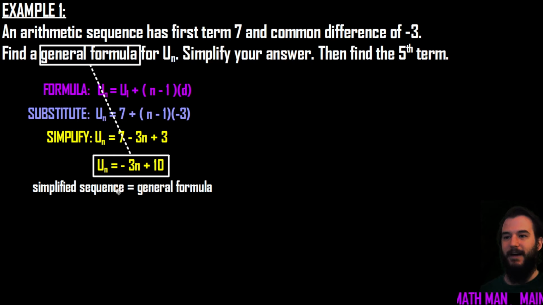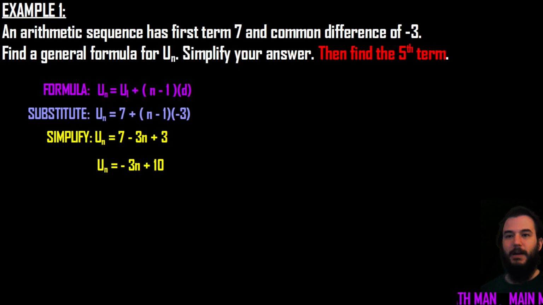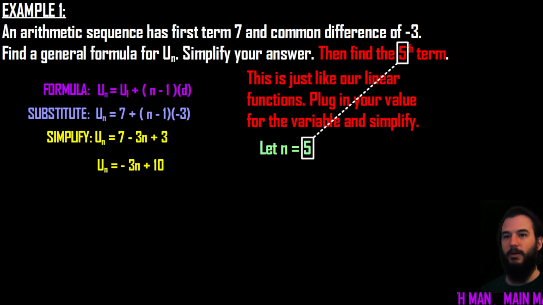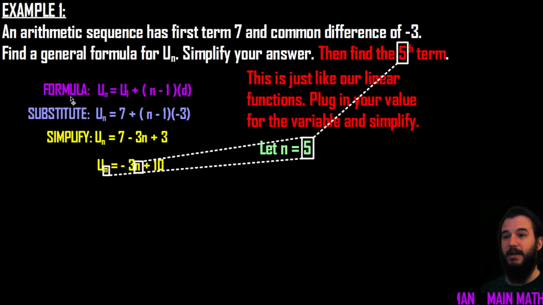I found my simplified sequence, which is exactly what it's looking for. It's looking for that general formula. So are we done? Not yet, because we want to find that fifth term. So how do we do that? Well, this is just like our linear function. So what I'm going to do is plug in the value for the variable and simplify. So wherever I have an n, I'm now going to have a 5. And so I take that 5 and I plug it into this general formula that I found.